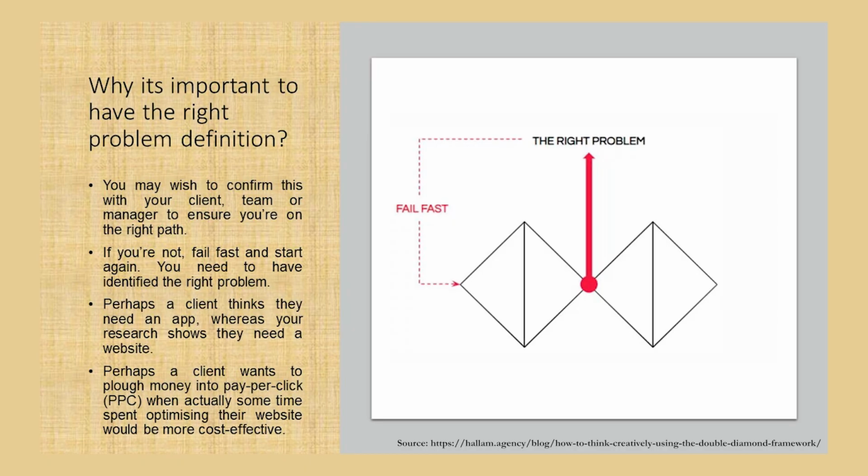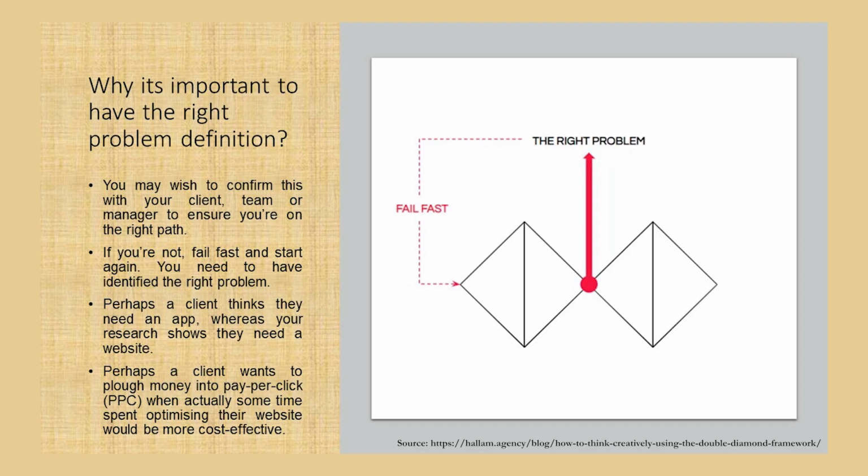Now, why is it so important that we spend so much time in defining the problem? We must spend a lot of time to define the problem so that you may be able to confirm this with your client, team or manager to ensure that you are on the right path. This may be one reason: with your client, with your team or your manager, you are working on this challenge problem which you have set out here. When you come out with the problem definition, you may wish to confirm this with your client. Is this what we should be looking at before we develop our solutions? Or you may want to discuss this with your team or with your manager. That will ensure that you are on the correct path.